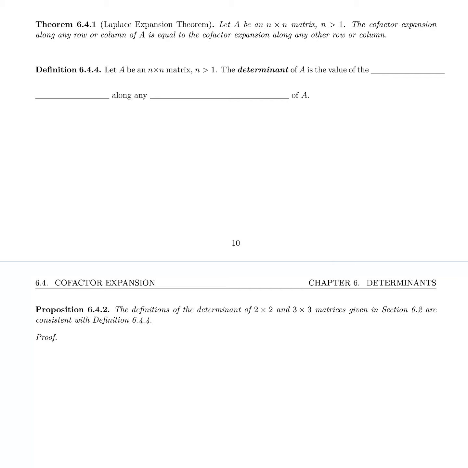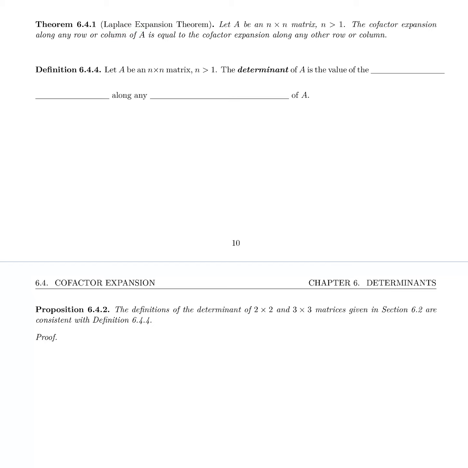In this video, we'll do Theorem 6.4.1, Definition 6.4.4, and Proposition 6.4.2. In the previous video, we saw a cofactor expansion along two different rows, well, actually a row and a column of a matrix, and they turned out to be equal, and the Laplace expansion theorem tells us that that is not a coincidence.